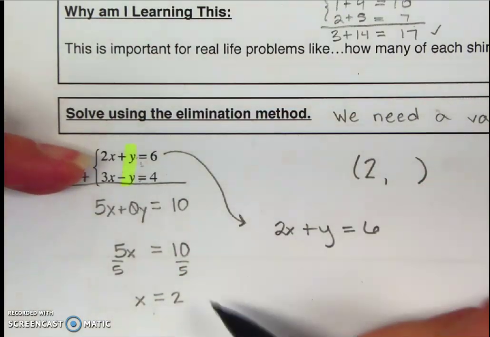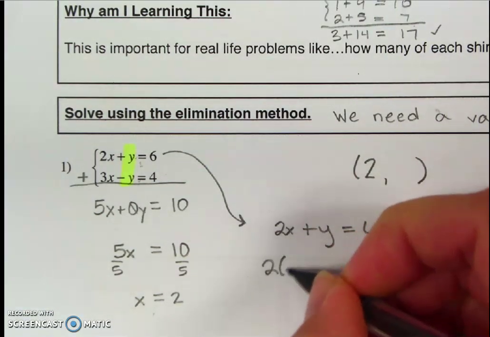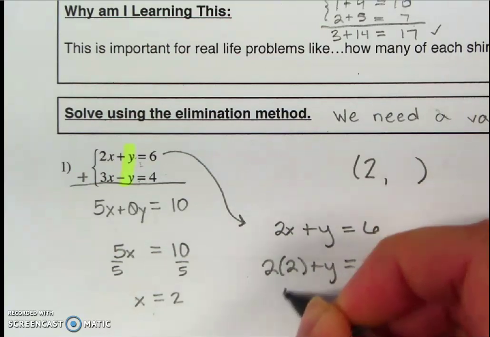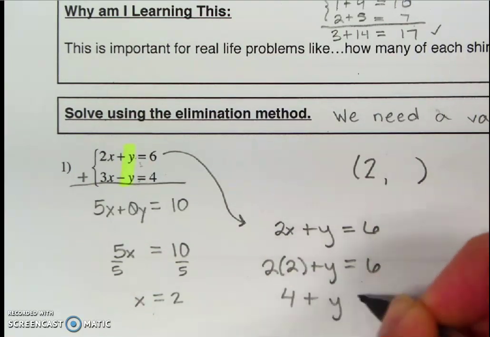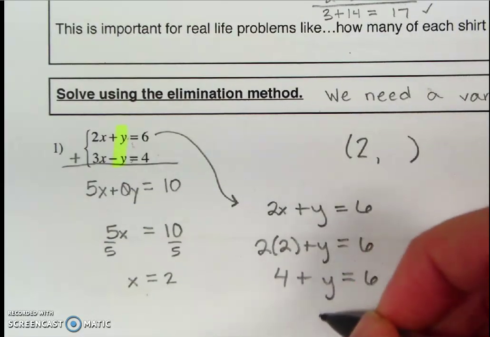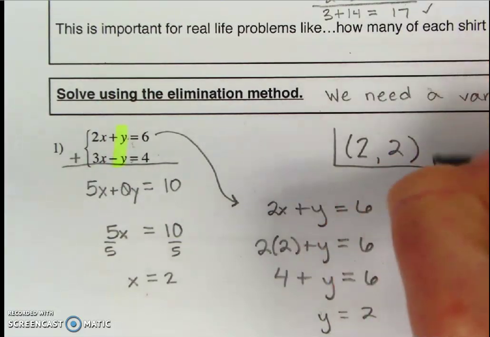Well, now we know what x is. We know x is equal to 2. So I'm going to write 2 times 2 plus y is equal to 6. 2 times 2 is 4, so 4 plus something is equal to 6. Well, what is that something? Well, y must be 2. So I'm going to fill in that the y is 2.